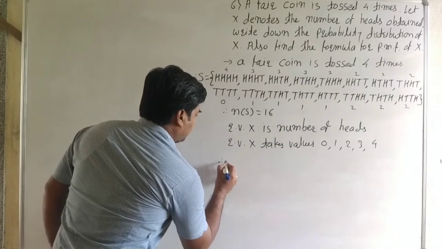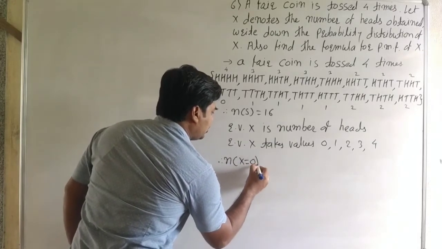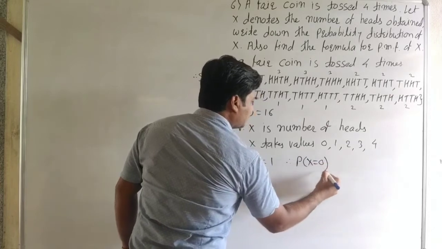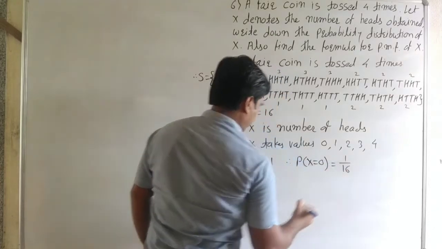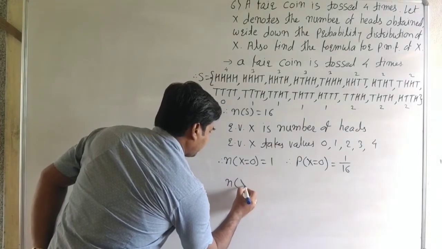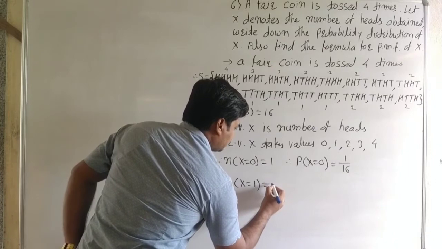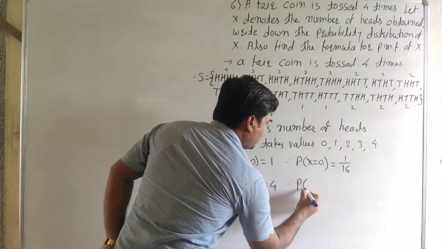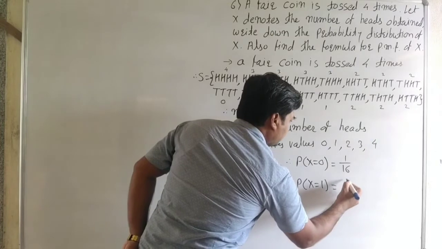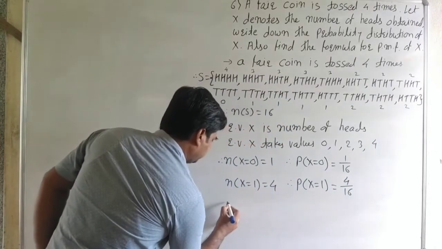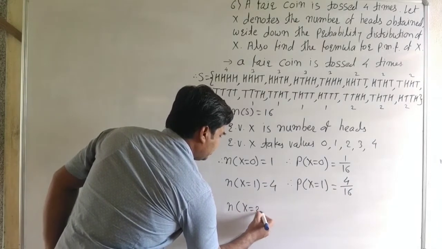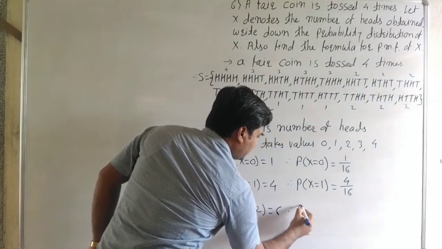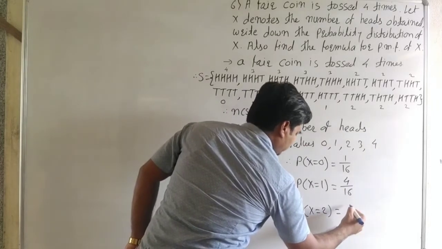Now, the number of X is equal to 0 is 1, therefore the probability of X equal to 0 is 1 by 16. See carefully. For X is equal to 1, the outcomes 1, 2, 3 and 4, it is 4 times, therefore the probability of X equal to 1 is 4 by 16. Then X is equal to 2 occurs 6 times, 1, 2, 3, 4, 5 and 6, so the probability of X equal to 2 is 6 upon 16.